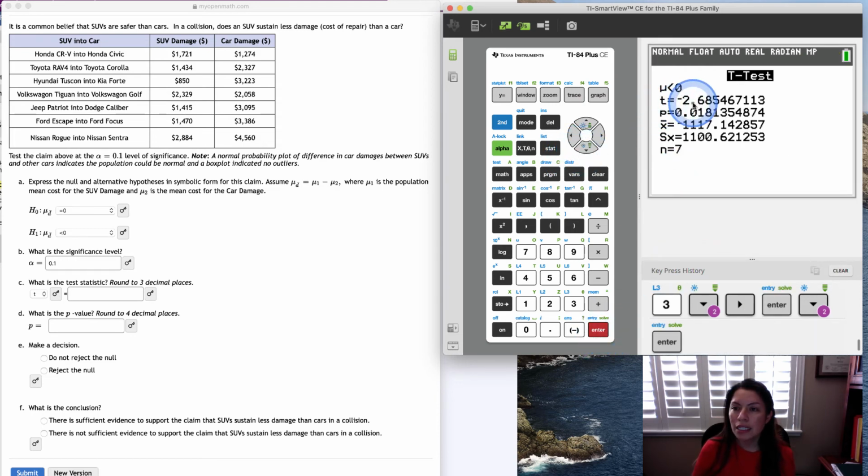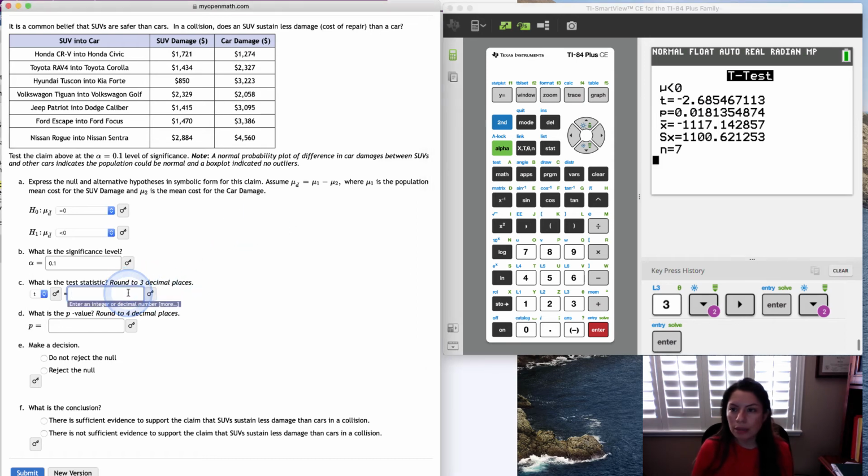The t test statistic, rounded to 3 decimal places, is negative 2.685, and the p-value is 0.0181. Since our alpha was 0.1 and our p-value was 0.018, our p-value is significantly lower than our alpha, and that means we would have to reject the null.